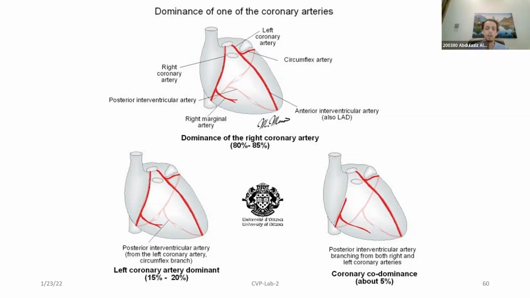However, let's say the right coronary artery is blocked, and PIA, of course, will be blocked, the LAD will compensate, and there will still be ischemia, of course, but it will be definitely less than if there was a complete obstruction in the case of the left coronary dominance. And codominance is very uncommon. However, both arteries supply the PIA essentially.